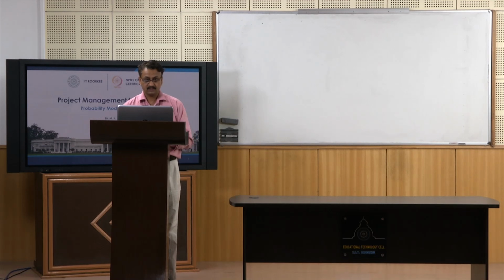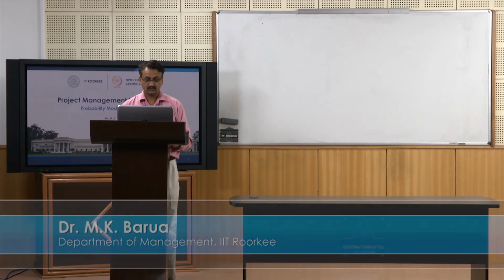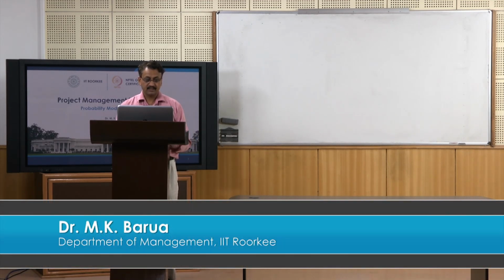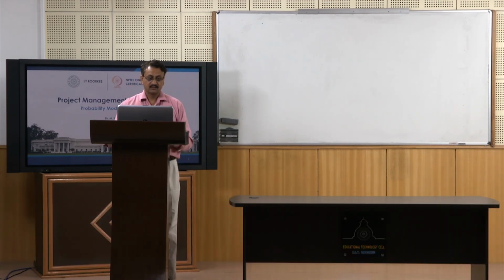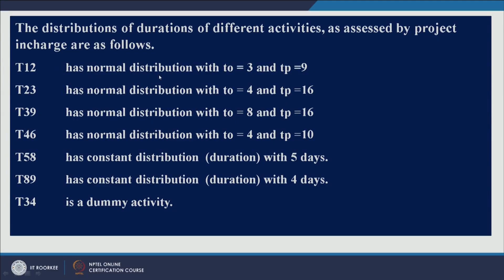So, let us look at a network which has got a total of 11 activities, and these are the different time durations of those activities. Activity 1, 2 has a normal distribution with optimistic time as 3 days, pessimistic time 9 days. Activity 2, 3 is again a normally distributed activity with optimistic and pessimistic times given here. Activity 3, 9 is normally distributed with optimistic and pessimistic times.